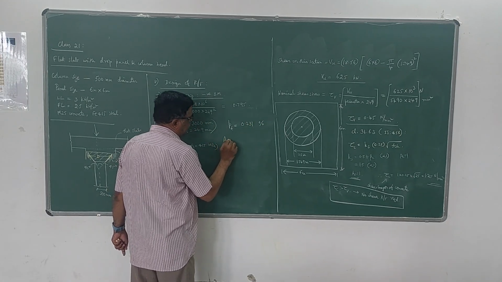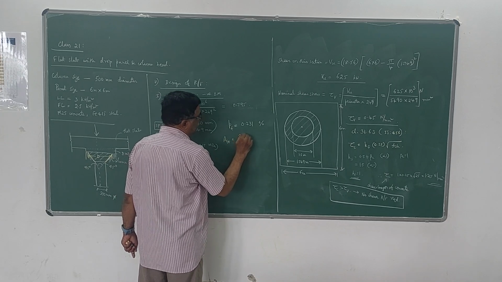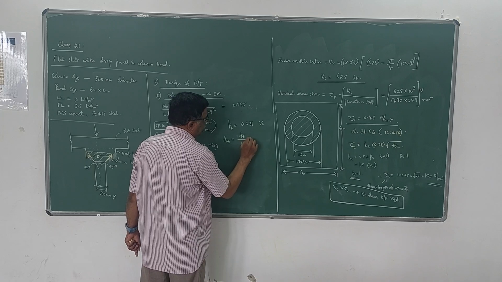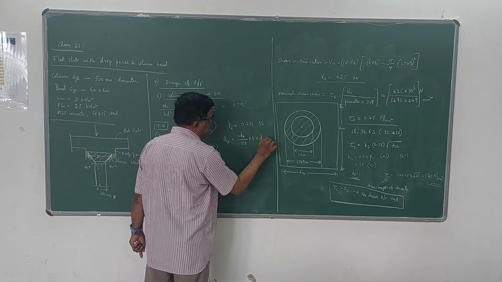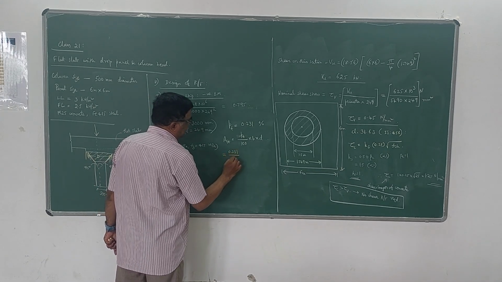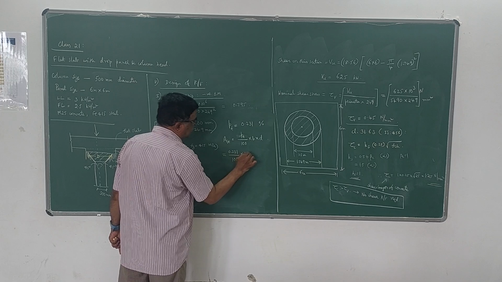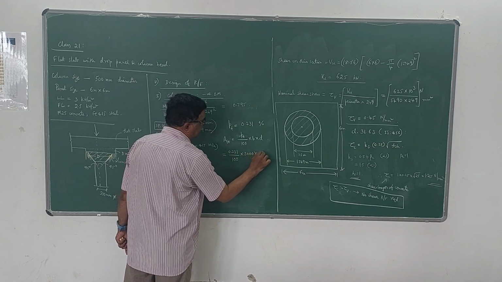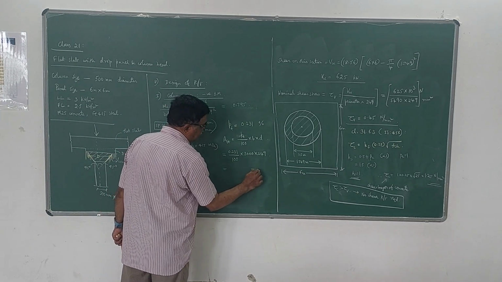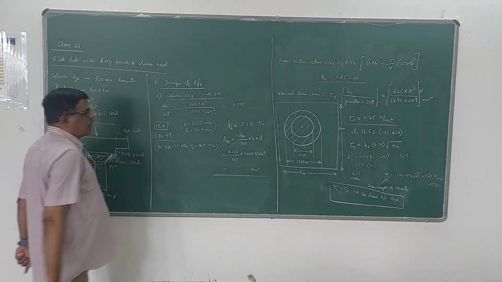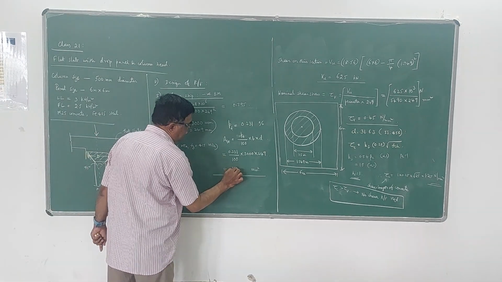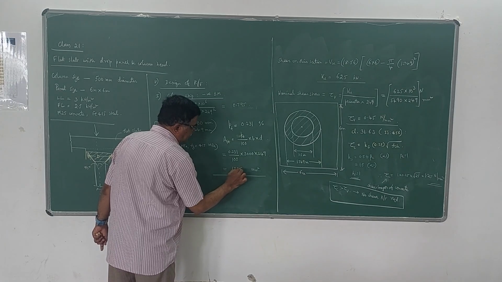From this you can calculate the Ast. Ast is pt divided by 100 into b into d. So pt is 0.231 divided by 100 into 3000 into 249. Just simplify this, you will get in millimeter square 725.5, say 726.